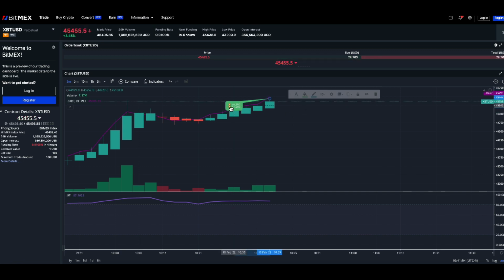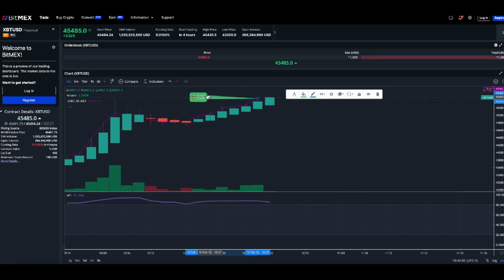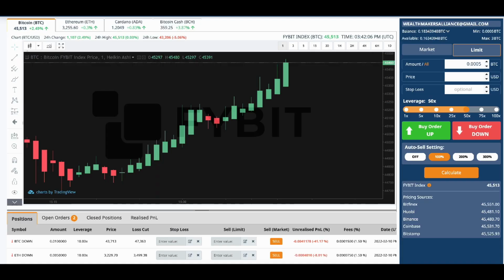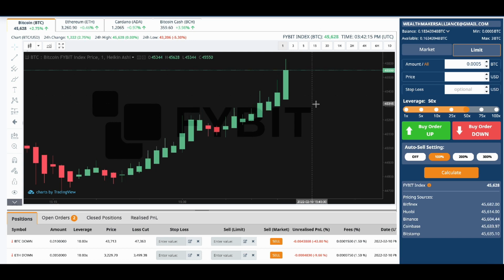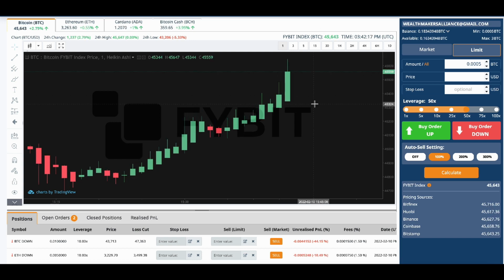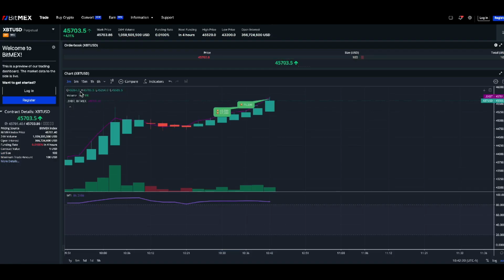There's still a liquidation here. Can you see that? That's a huge liquidation going on. So we can see huge liquidation over here.